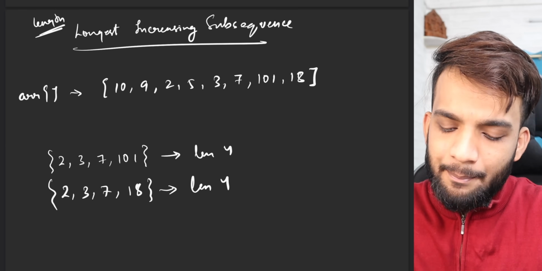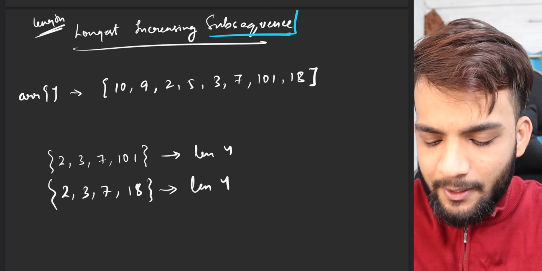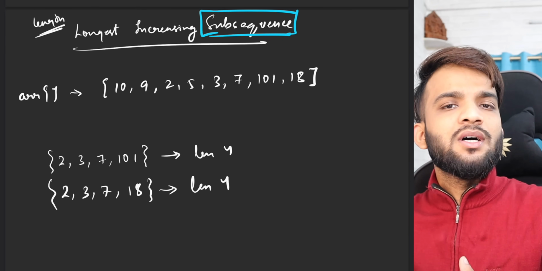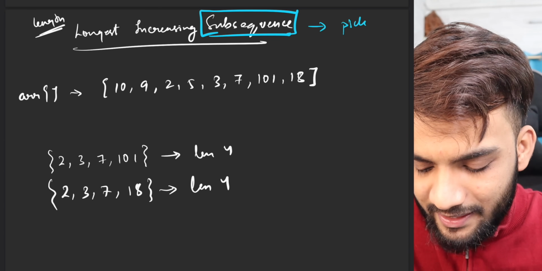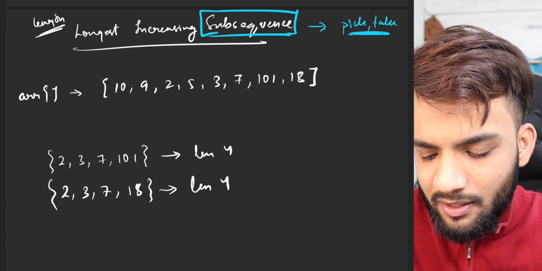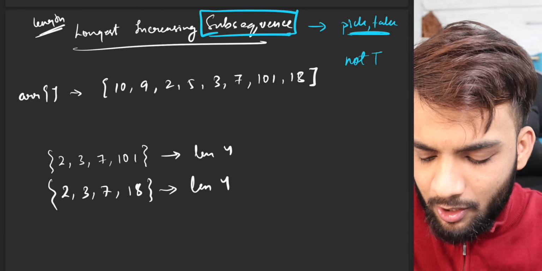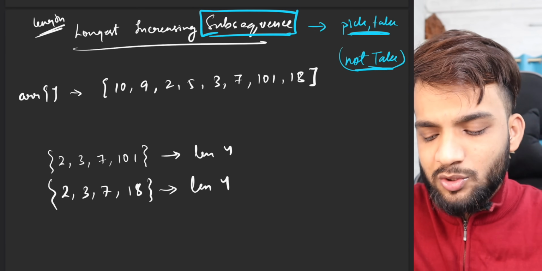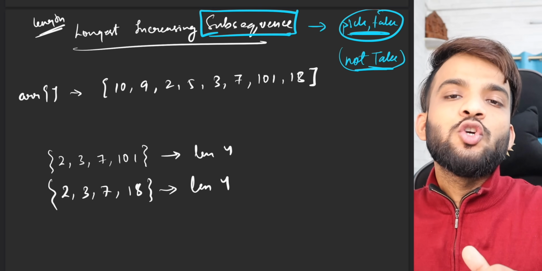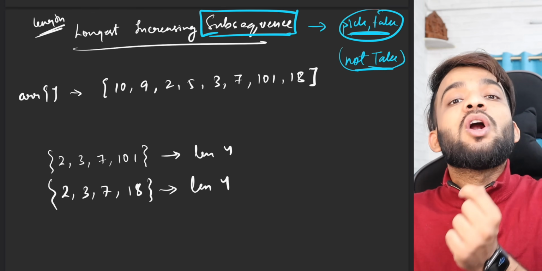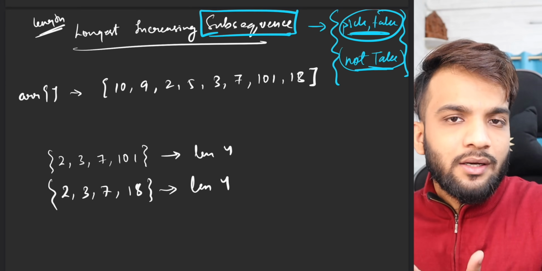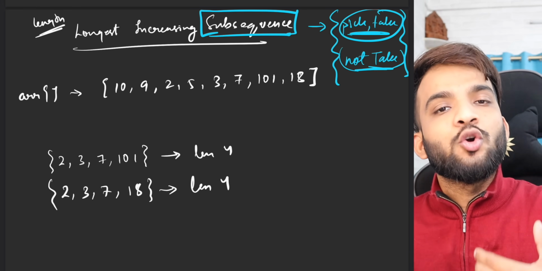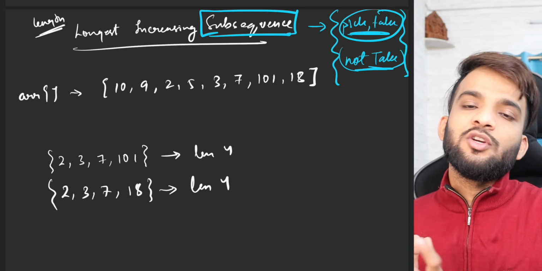Just a quick recap: if you remember well enough, in all the subsequence problems we followed a simple pattern, right? That was pick or take, or not take, like take and not take, or pick or not pick. This was the pattern that we followed. Either we took the element or we did not take it. You're going to remember this pattern: either you take it or you decide that you're not going to take it. This is what you have to follow.